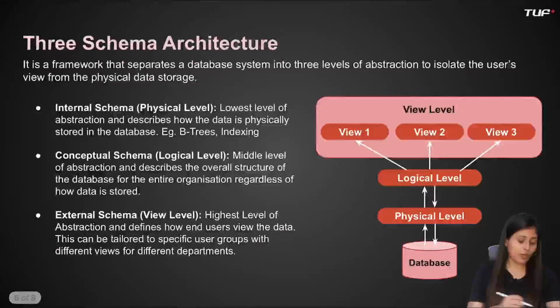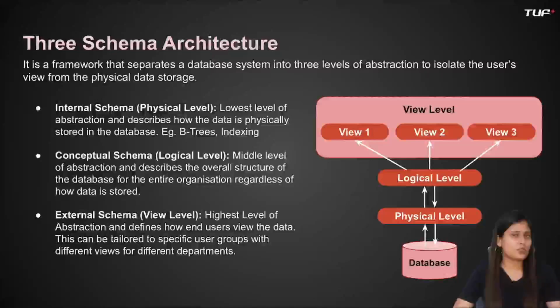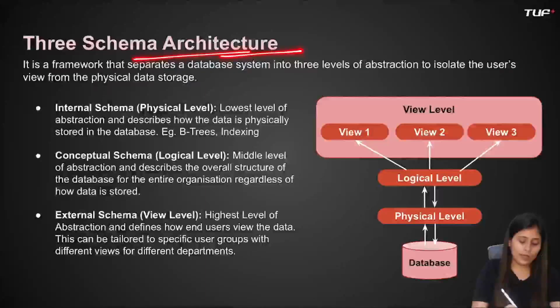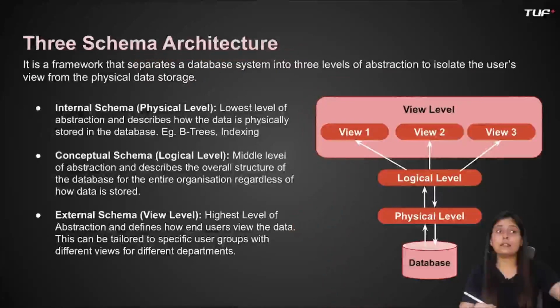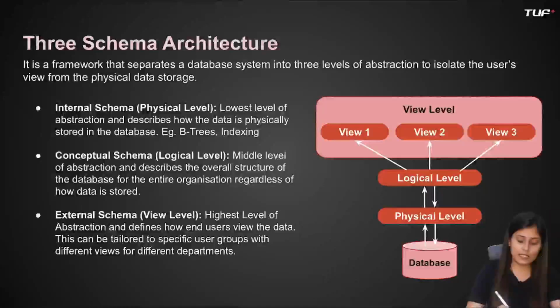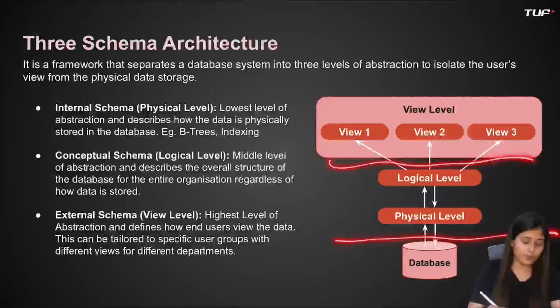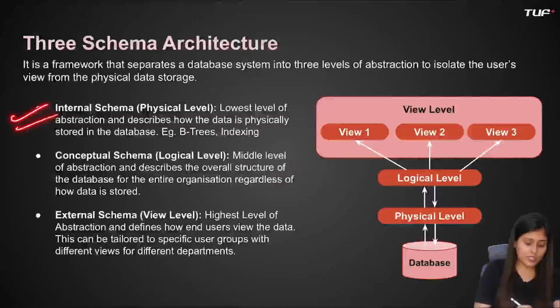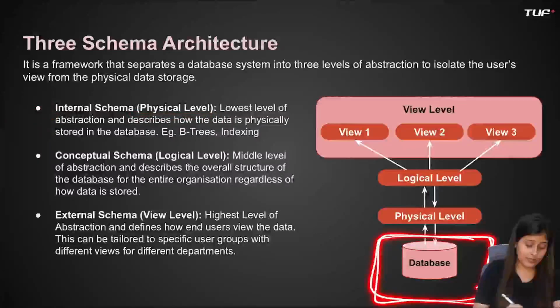Now, what is 3 schema architecture? We have already seen this in the last lecture, I guess, where 3 schema architecture is basically the whole design of the database from the physical level to the view level for the customer. We divide these levels into 3 different parts. The very first is internal schema, which is the physical level, where we actually store the database, for example B tree or indexing.